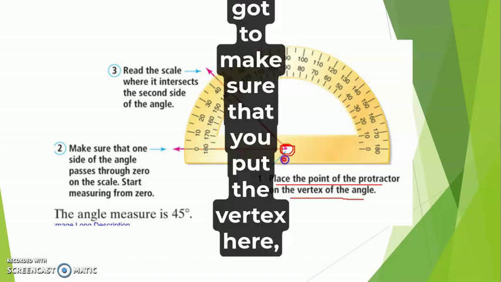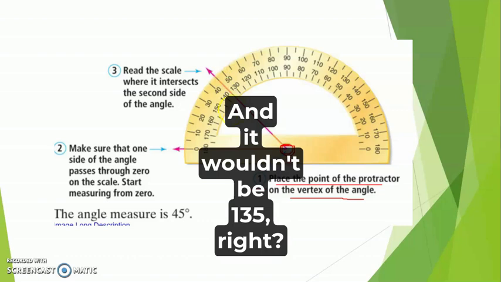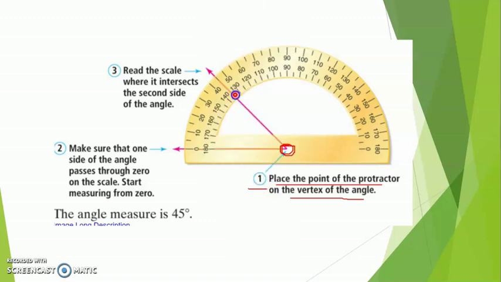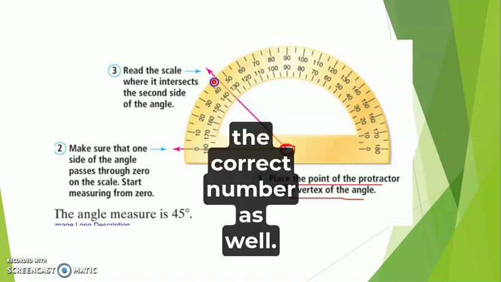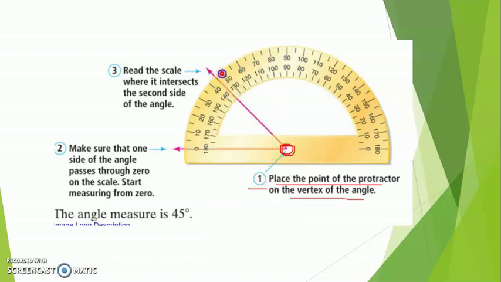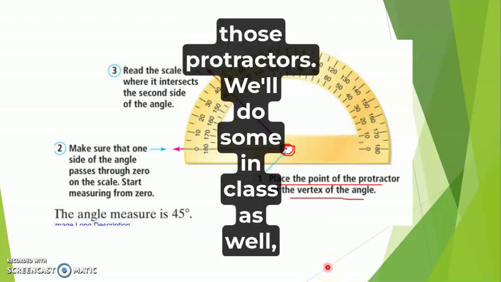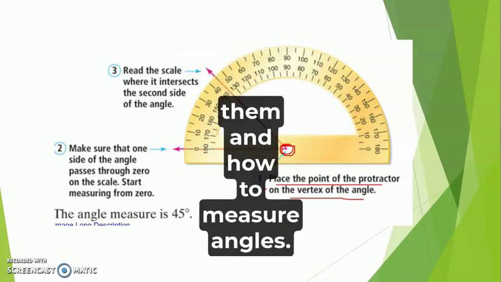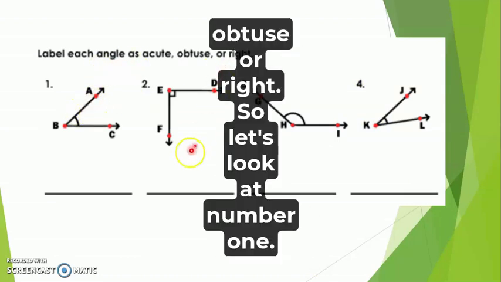So you've got to make sure that you put the vertex here, line it up on 0, and then read the other angle. And it wouldn't be 135, right? It wouldn't be this number because that's greater than 90. And this is smaller than 90. So you have to make sure you record the correct number as well. Okay, so 45 degrees. And I encourage you guys to go ahead and play with those protractors. We'll do some in class as well, just to get more familiar with them and how to measure angles.